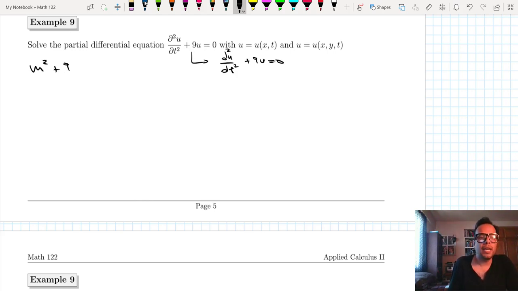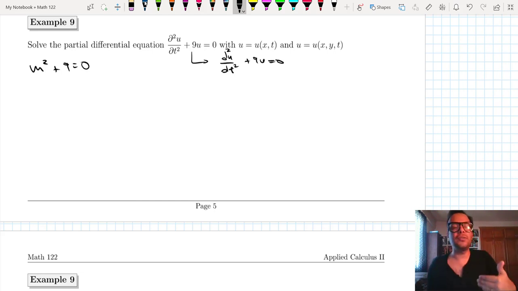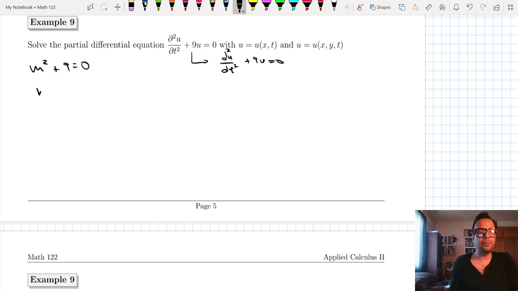One of those equations that we turn into a polynomial equation and then solve the polynomial equation, and then we just write the solution based on the case. So in this case, notice how we are going to get m equals plus or minus the square root of -9, which is plus or minus 3i.